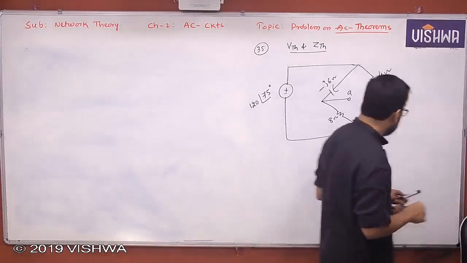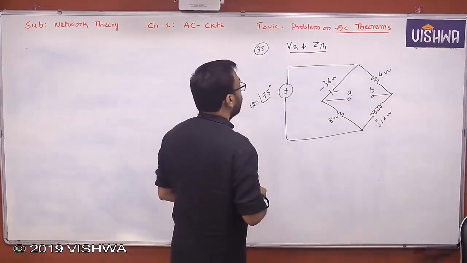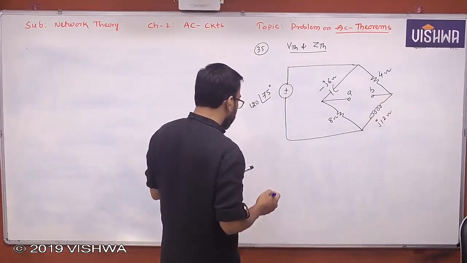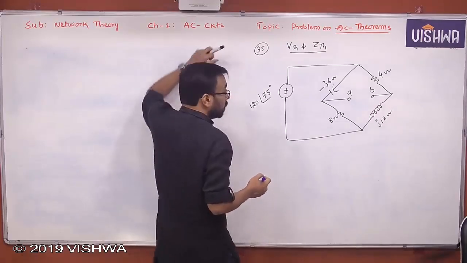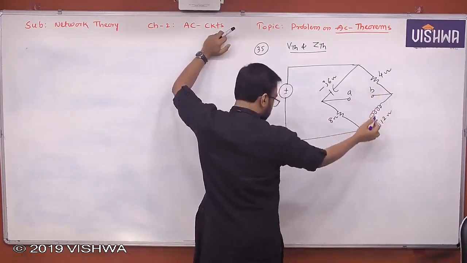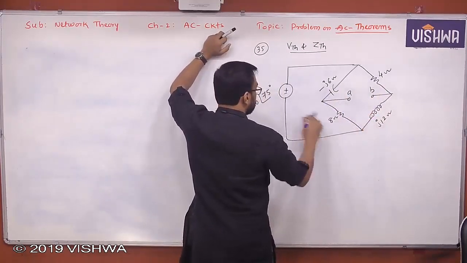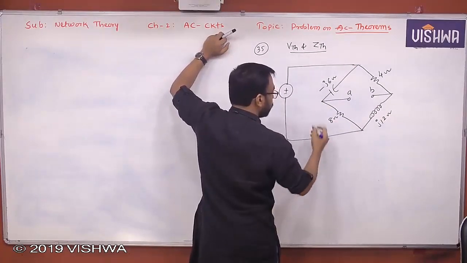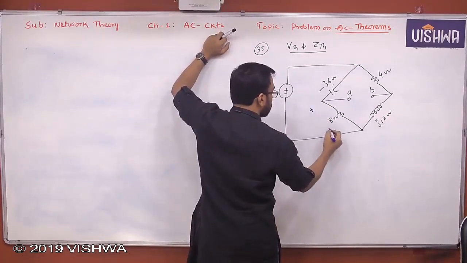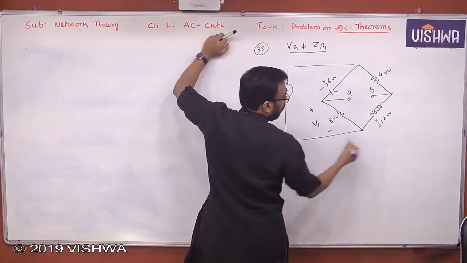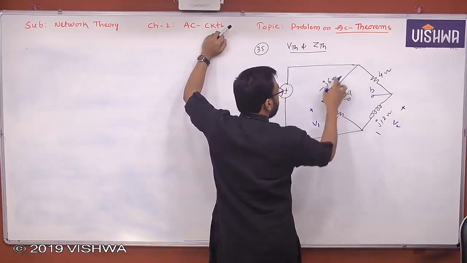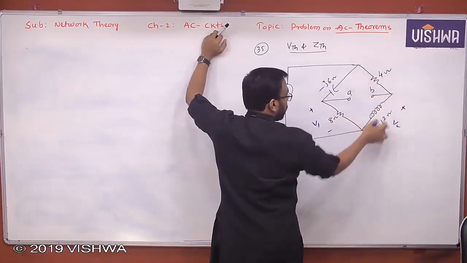So here, the Thevenin's voltage and Thevenin's impedance. How do you find Thevenin's voltage and impedance? It's very simple, right? How are these two connected? These two are connected in series. The total voltage applied for the series combination is plus minus V1, let us say, and this is plus minus V2.